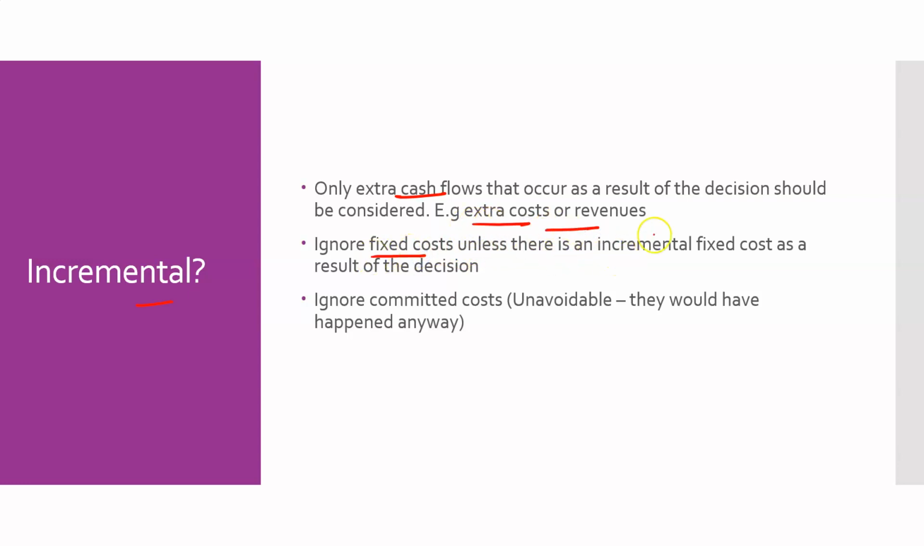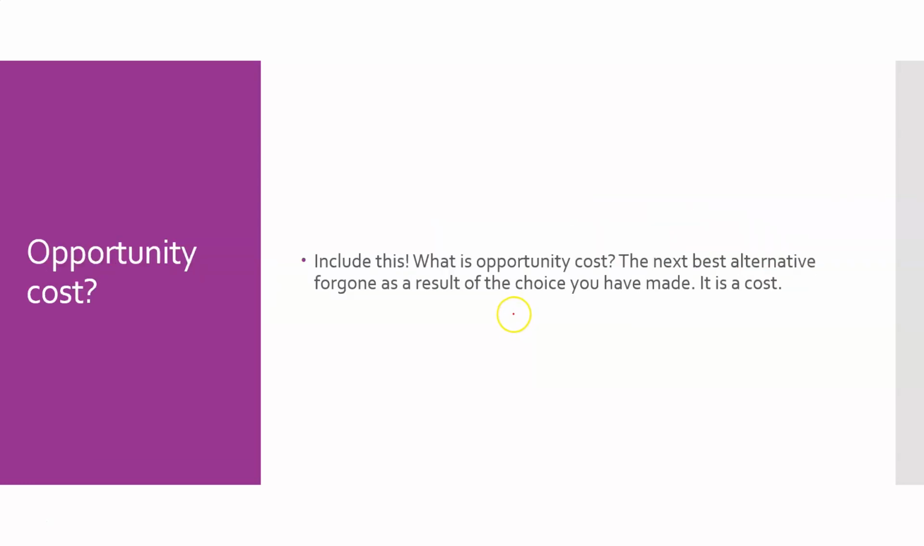Ignore fixed costs unless there is an incremental fixed cost as a result of the decision. And ignore committed costs anyway. You would have to pay those anyway. But in terms of making this particular decision, we're only interested in the future relevant costs.